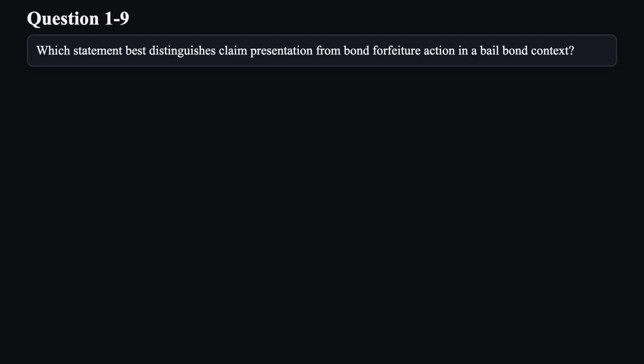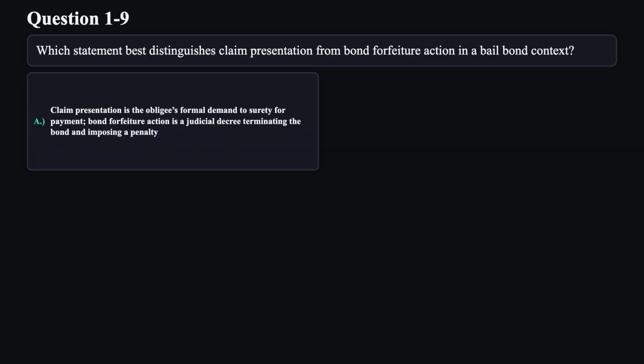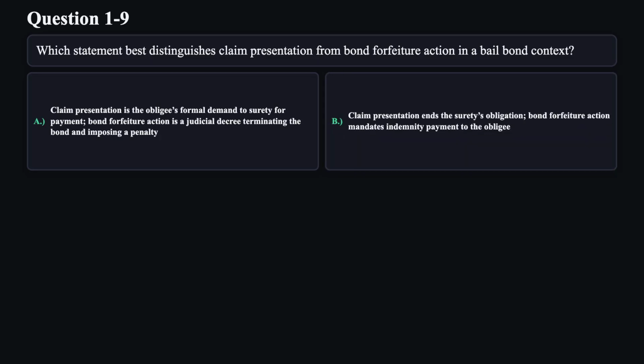Question 9. Which statement best distinguishes claim presentation from bond forfeiture action in a bail bond context? A. Claim presentation is the obligee's formal demand to surety for payment. Bond forfeiture action is a judicial decree terminating the bond and imposing a penalty. B. Claim presentation ends the surety's obligation. Bond forfeiture action mandates indemnity payment to the obligee.